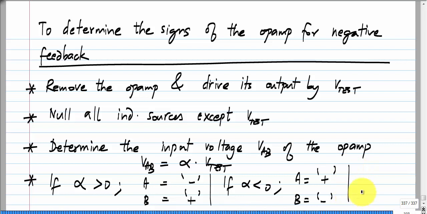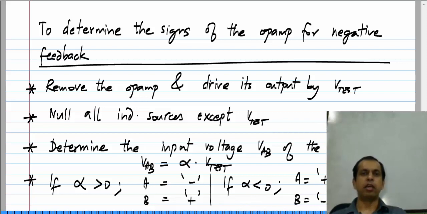Okay. Now, you can ask what happens if alpha happens to be 0. If alpha happens to be 0, that means that there is no feedback around the op amp at all. Remember, what is alpha? The input voltage of the op amp is alpha times V test, and V test is a proxy for the output voltage of the op amp. If alpha equals 0, it means that no part of the output of the op amp is coming back to its input, and this means that the op amp is not in feedback at all. Such a circuit cannot be used. Okay. So, this is how you determine the signs of the op amp for negative feedback. Okay.